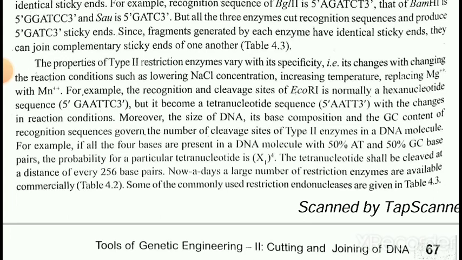Moreover, the size of DNA, its base composition and the GC content of recognition sequences govern the number of cleavage sites of type 2 enzymes in a DNA molecule. For example, if all 4 bases are present in a DNA molecule with 50% AT and 50% GC base pairs, the probability for a particular tetranucleotide is (1/4)^4. The tetranucleotide shall be cleaved at a distance of every 256 base pairs.